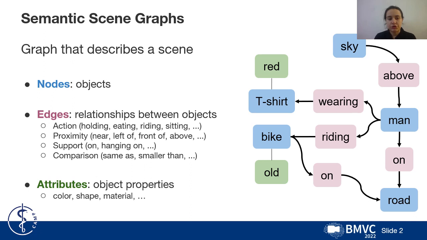Semantic scene graphs are graphs that describe a scene. To the right you can see an example of such a scene graph. The nodes in the graph are objects in the scene, and the edges are the relationships between the objects that can be based on, for example, an action such as holding or eating, or based on proximity, that is near or left of, or based on support or comparison. The nodes in the graph can have attributes such as object properties, which could be based on color, shape, or material.